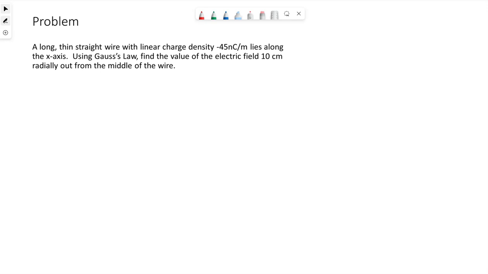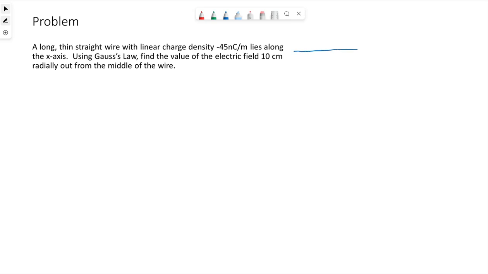We have an example problem here. A long, thin, straight wire with linear charge density negative 45 nanocoulombs per meter lies along the x-axis. Using Gauss's law, find the value of the electric field 10 centimeters radially out from the middle of the wire.